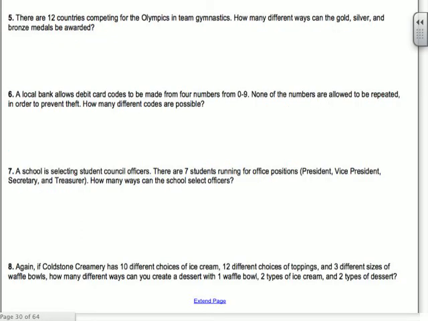All right, so let's try the next ones. So there's lots of these. There are 12 countries competing for the Olympics in team gymnastics. How many different ways can the gold, silver, and bronze medals be awarded? Order matter, order doesn't matter? It matters, right? You don't want to get bronze when you really should have gotten gold. This is like one of those things where you have placement, right? Places matter. Okay, so order matters.